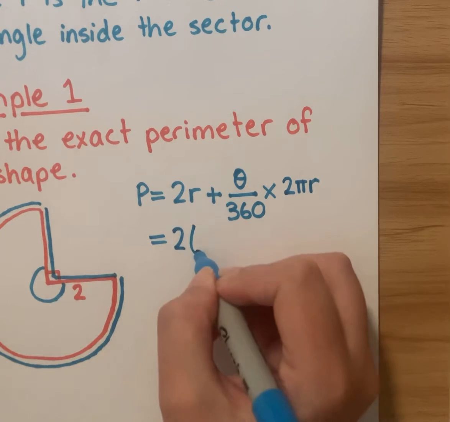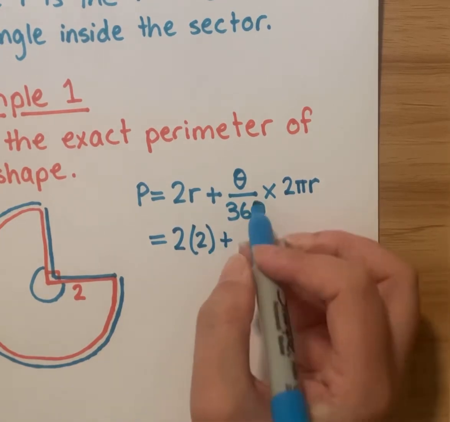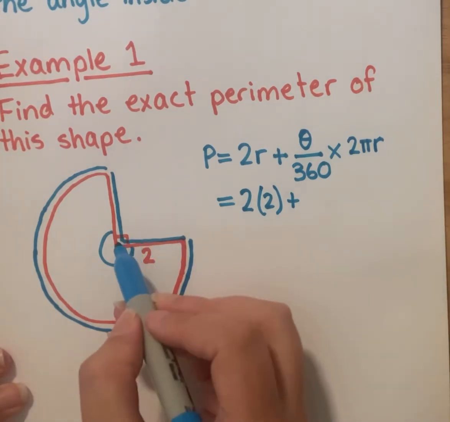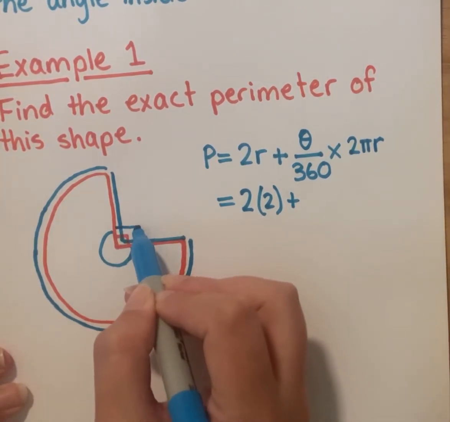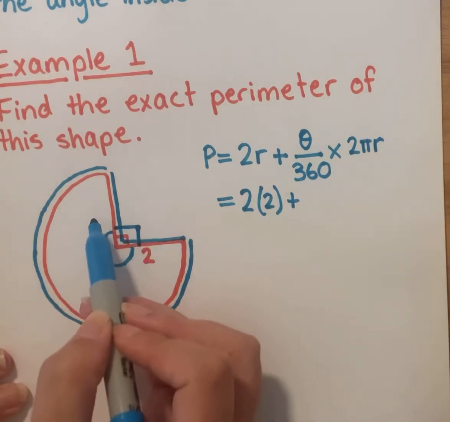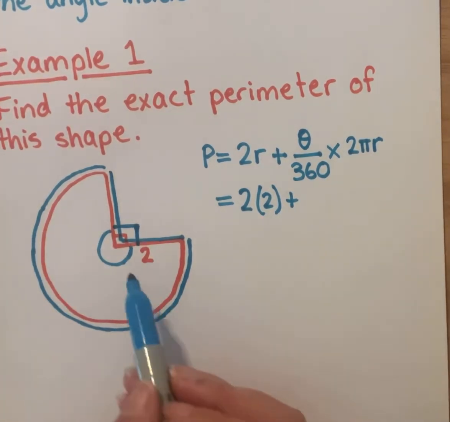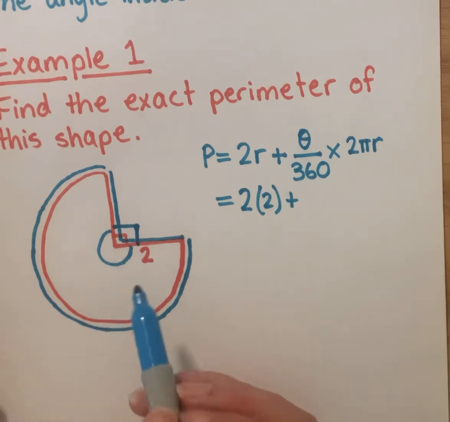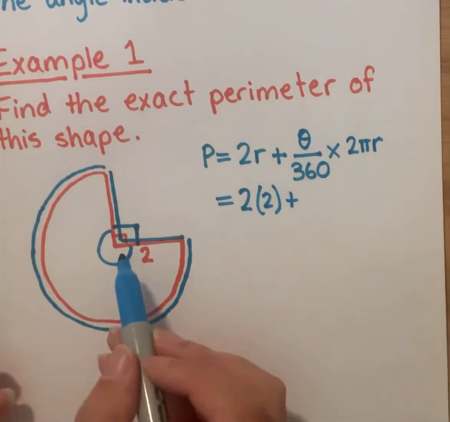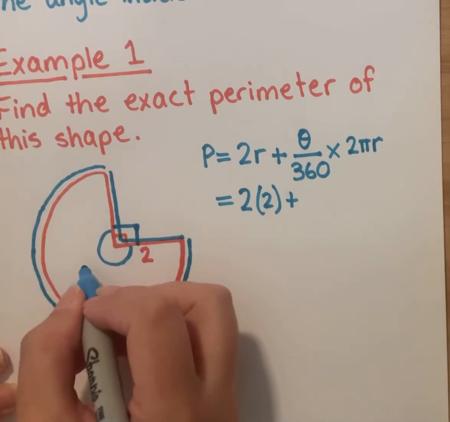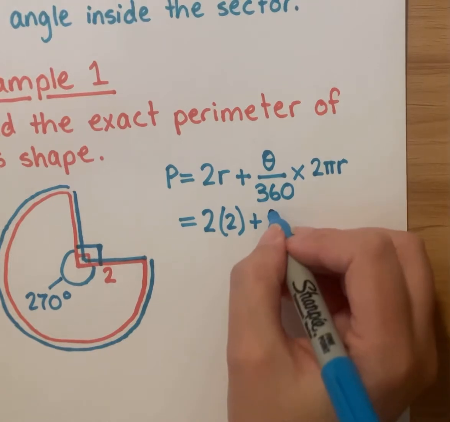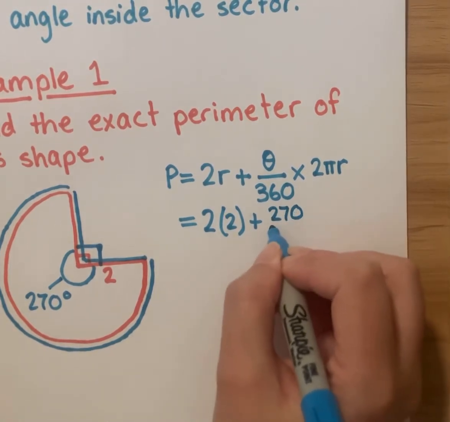2 times 2 plus, now what's theta? What's our angle inside the sector here? Well, you can't really see it, but this was a right angle here. And if we know that a full circle is 360 degrees, what's the angle over here going to be? It's just going to be 360 minus 90. So it's just going to be 270 on the inside here. This angle is 270 degrees. So our theta is 270.